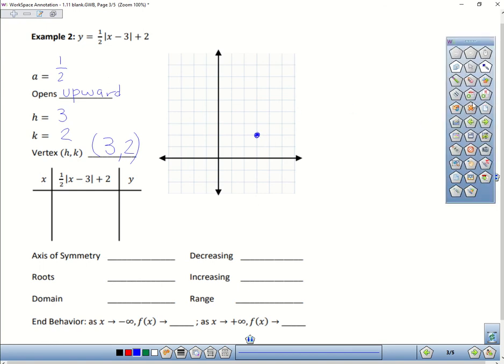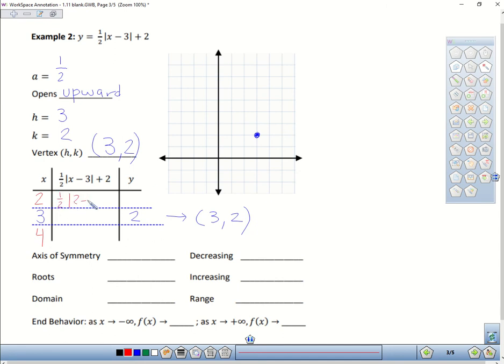Now, for your table here, let's see. I'm only going to do 3 just because we don't have a lot of room. That's honestly why I'm doing 3. Could do 4 as well. Your middle value is always your vertex. And what's one value lower than 3? And bigger? Good. I'm now going to plug these values into my equation and evaluate.